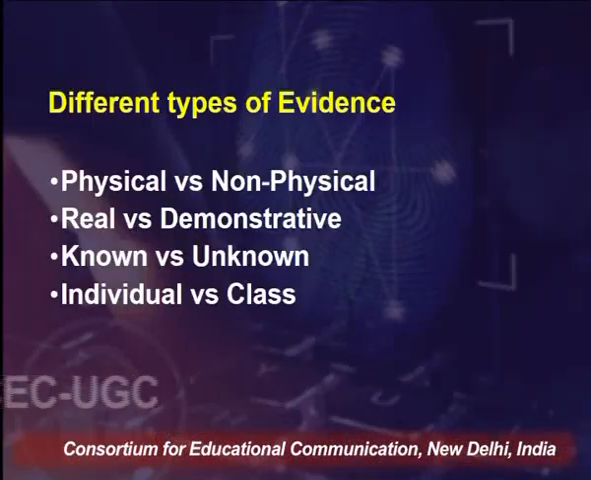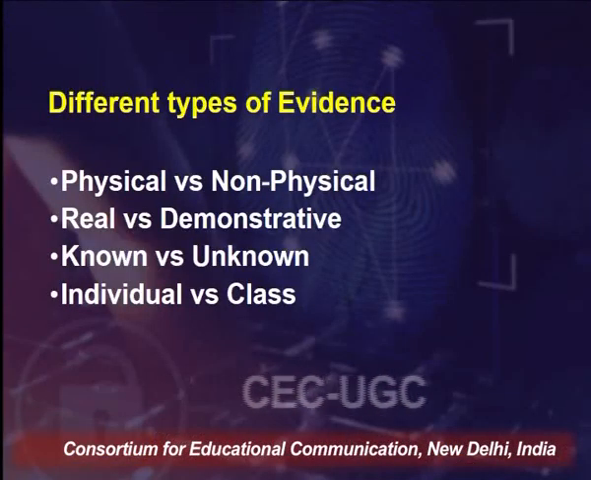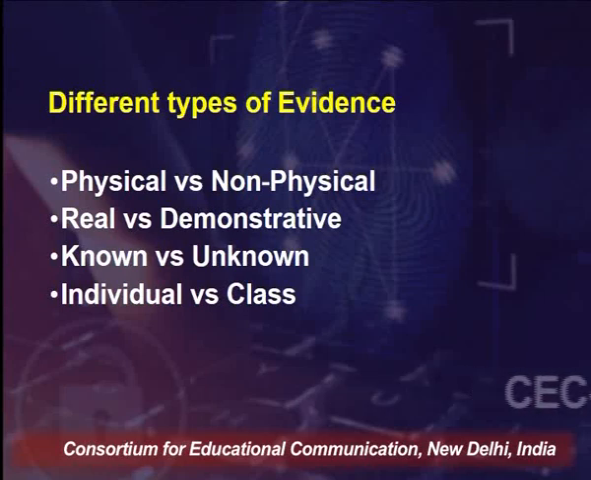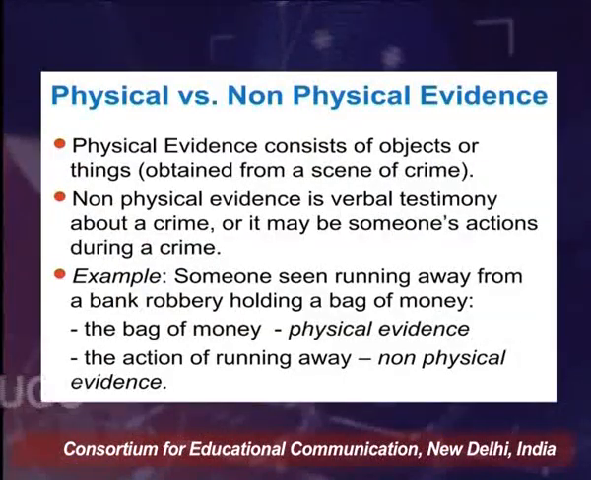There are different types of evidence: physical versus non-physical, real versus demonstrative, known versus unknown, and individual versus class. Now discussing the physical versus non-physical evidences. Physical evidence consists of an object or things obtained from a scene of crime. For example, we have blood, shoe print, footprint, tire marks, etc. These are known as the physical evidences.